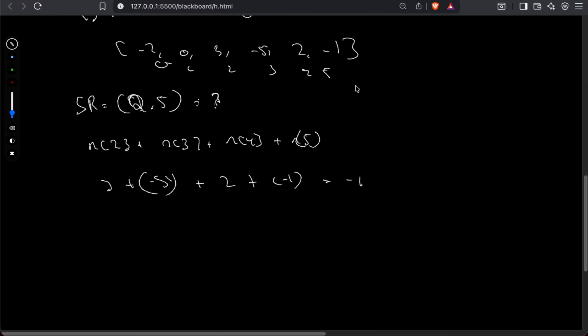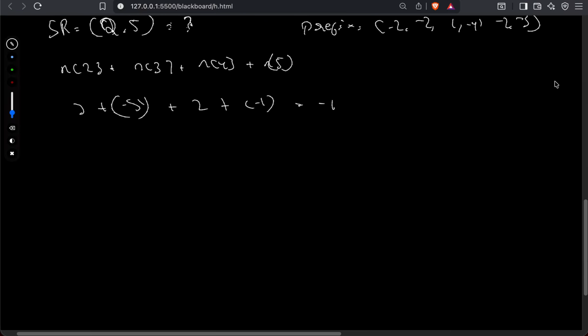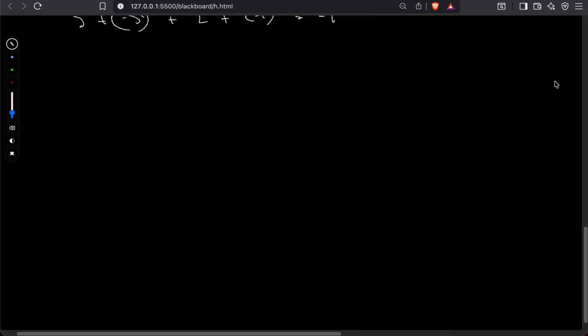Okay, now write the prefix numbers. The prefix of this is -2 -2 1 -4 -2 -3. Okay, so is that clear? Now see the formula of prefix sums. So okay, imagine you have a jar. Okay, this is a jar.